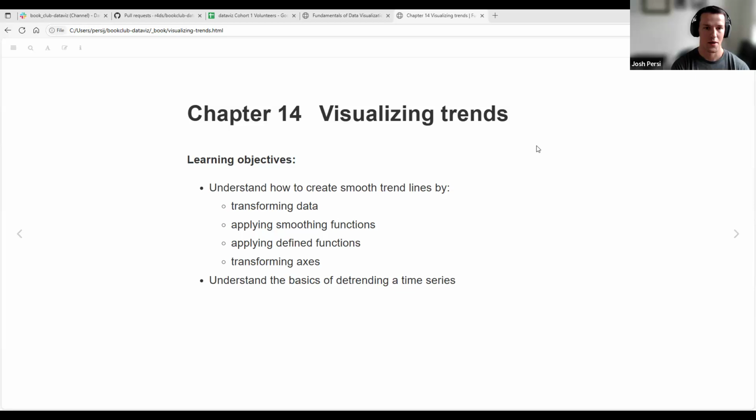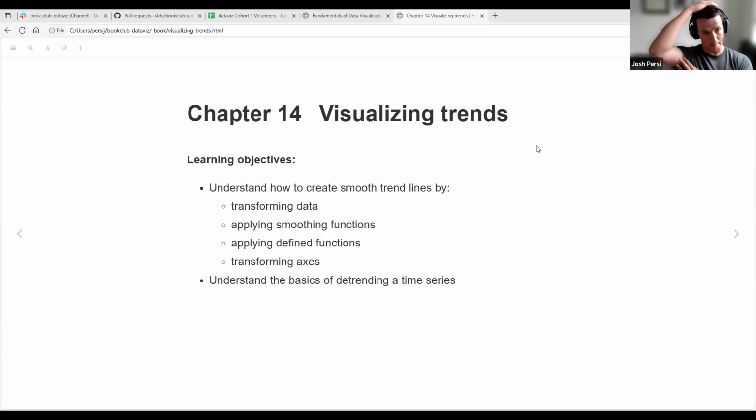Okay. Hi, everyone. Today my name is Josh Persi, and I will be presenting chapters 14 and 15 of Klaus Wilke's book, The Fundamentals of Data Visualization. Chapter 14 is on visualizing trends, trend lines, and chapter 15 is on visualizing geospatial data. So there's not a lot of continuity between the two chapters. They kind of cover different topics with different concepts, but I think we are ready just to dive right in.